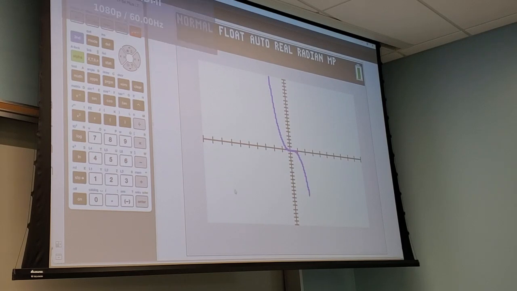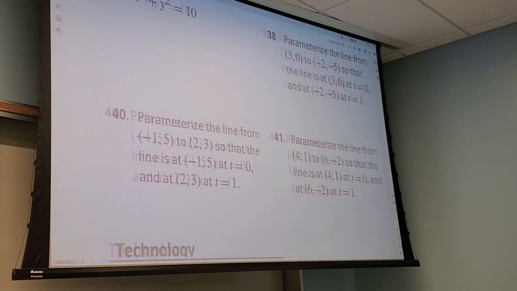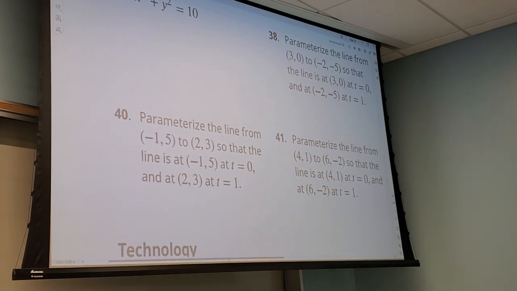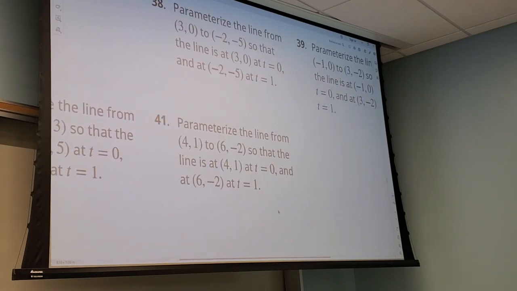It was number 40. Parameterize the line from blah, blah, blah. So the line is there at t equals 0 and there at t equals 1. That sounds like a lot more difficult, right? Well, let's look at 41.